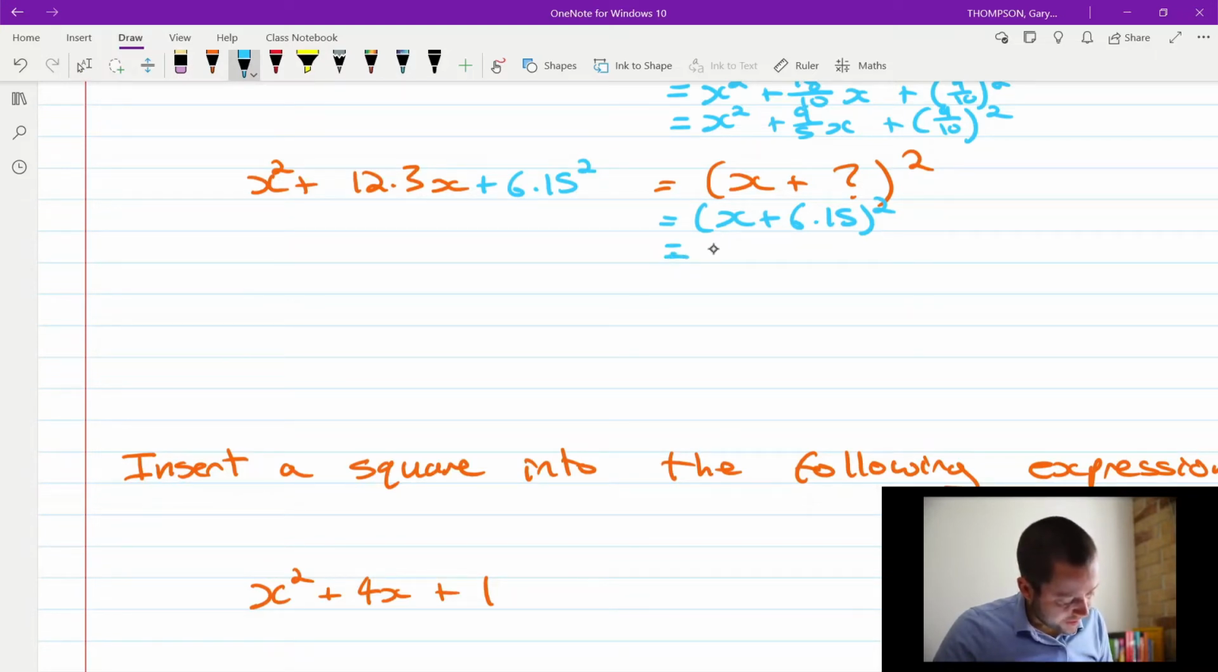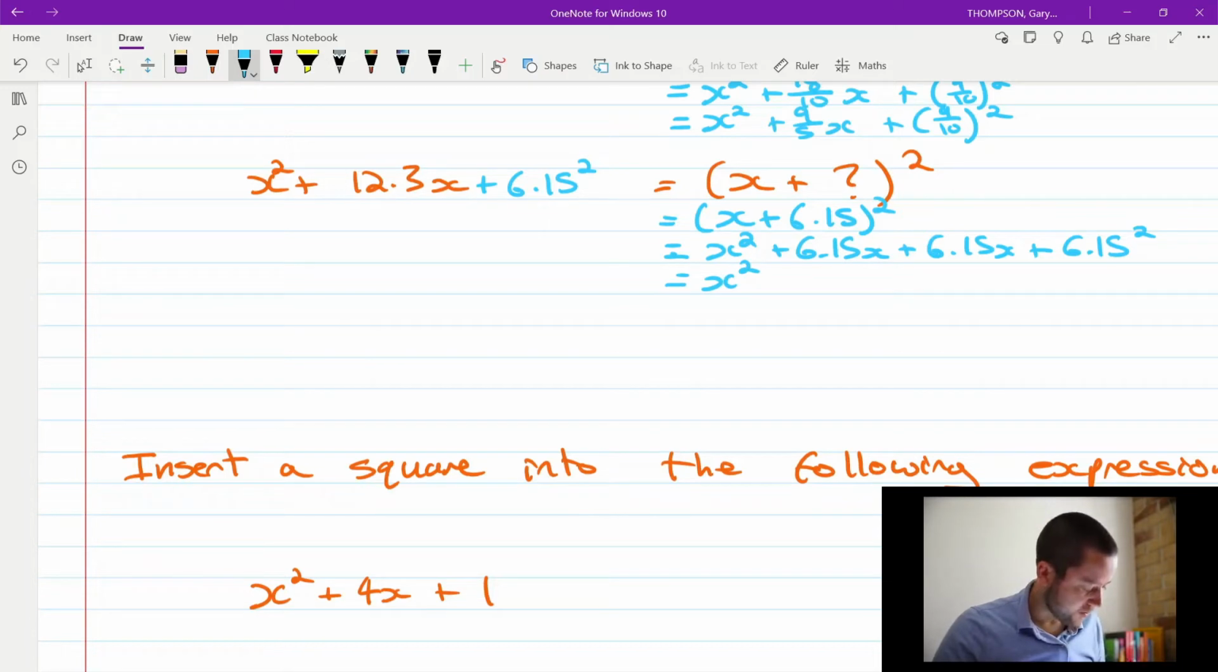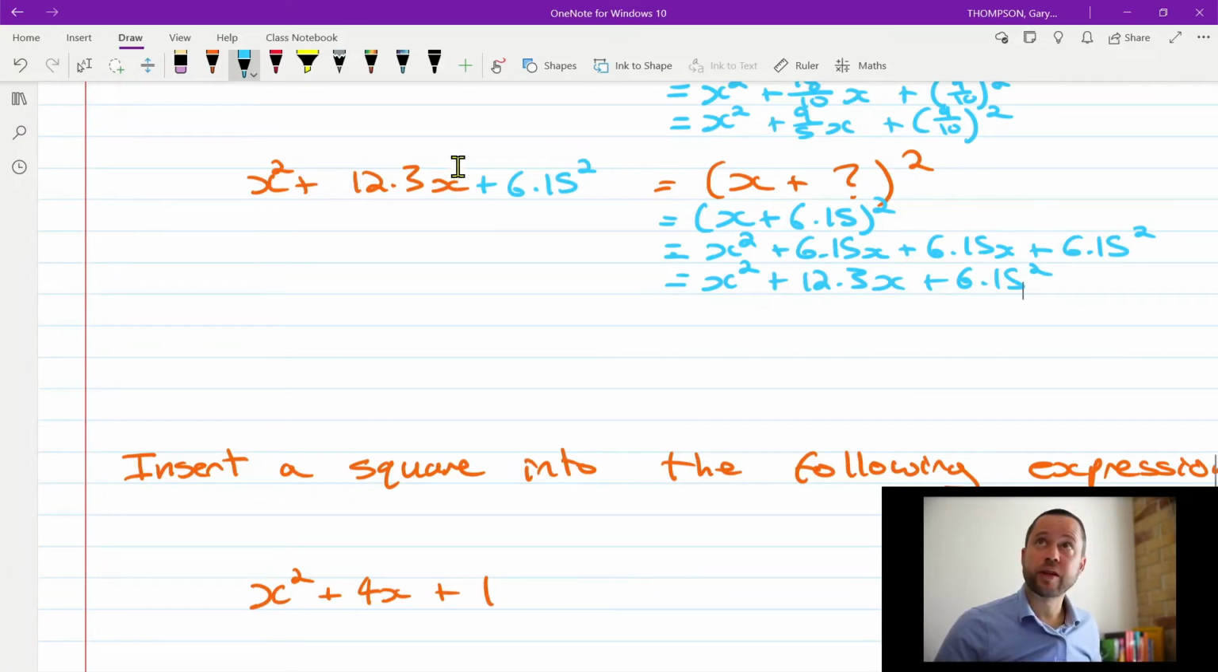So when I expand the brackets, I end up with x squared plus 6.15x plus 6.15x plus 6.15 squared. That's going to be x squared, 6.15 plus 6.15. The 0.15s will add to give me 0.3. The 6s will add to give me 12. So that's going to be plus 12.3x plus 6.15 all squared. That matches the expression that I completed when I completed the square. So this expression will factorize to x plus 6.15 all squared in order to complete the square.